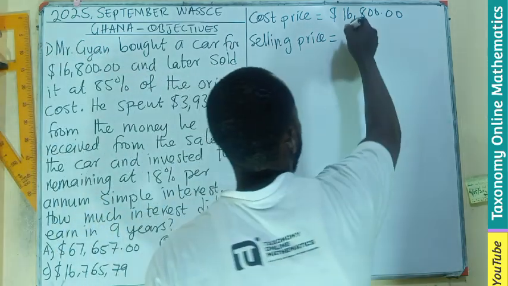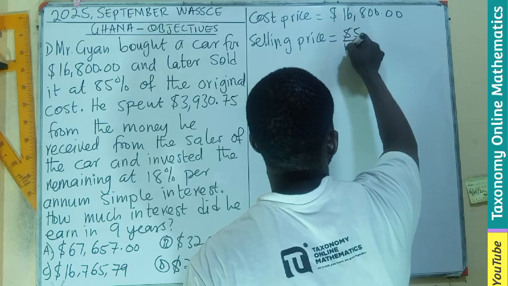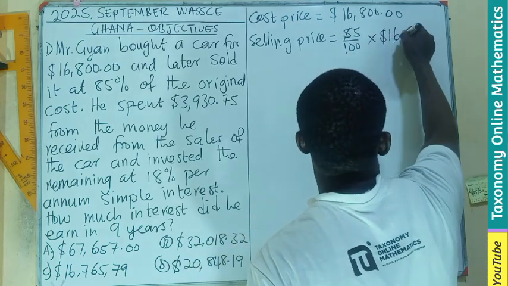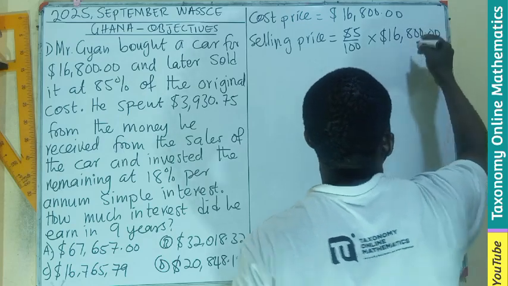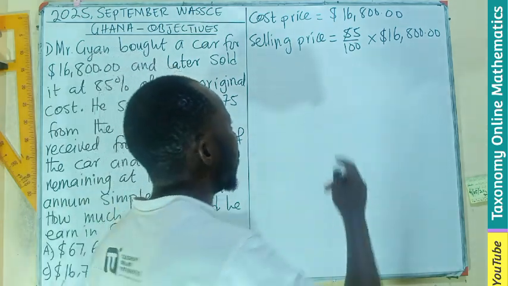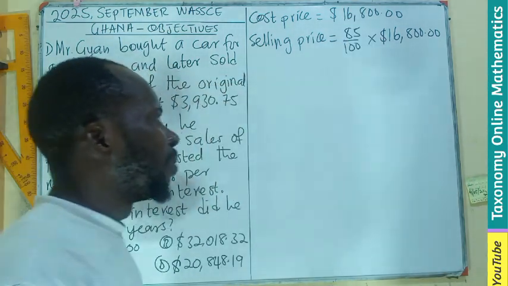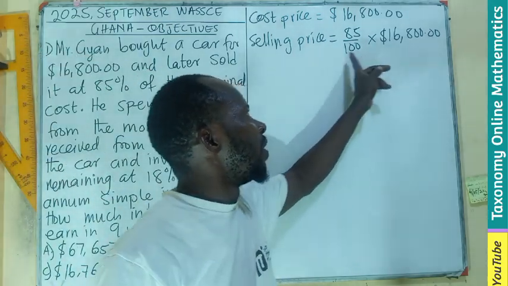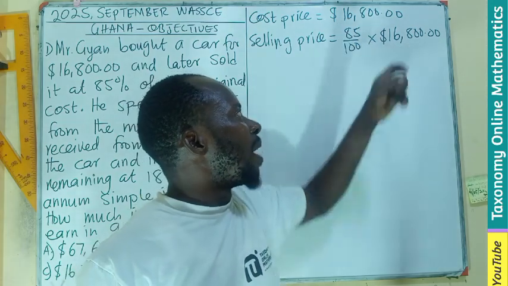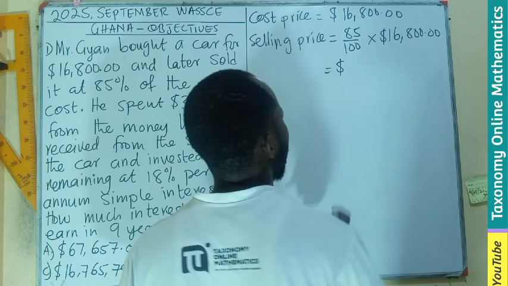So that means I have 85%. Let me just indicate it as a fraction of the original price, which is 16,800. We can work in easy steps as possible. Let me rewrite this. So that simply means 85 times all of this divided by 100, so multiply 85 by 168. We can do that on our calculator and see the amount.